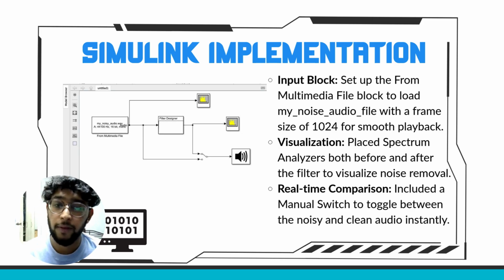So the first spectrum analyzer will show the output and the graph of the noisy audio, and the after would show, once the noise is removed, how the graph would look. And then I've also added a manual switch to toggle between the noisy and the clean audio for a real-time comparison.